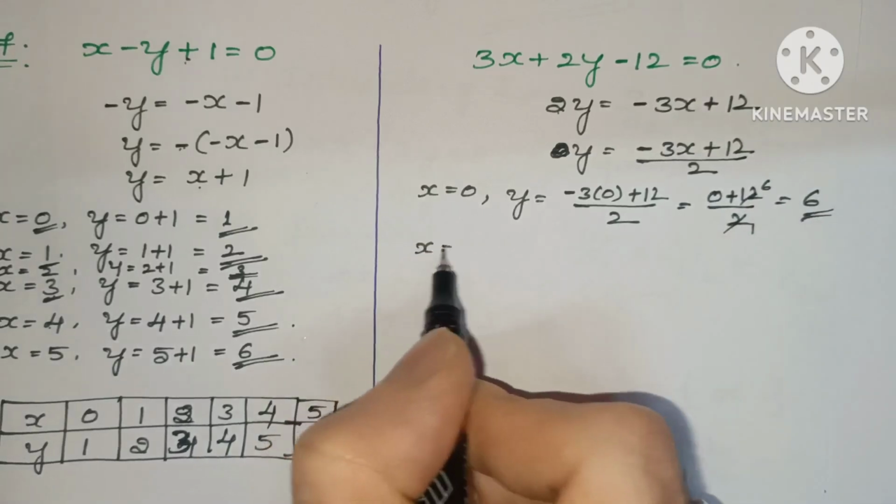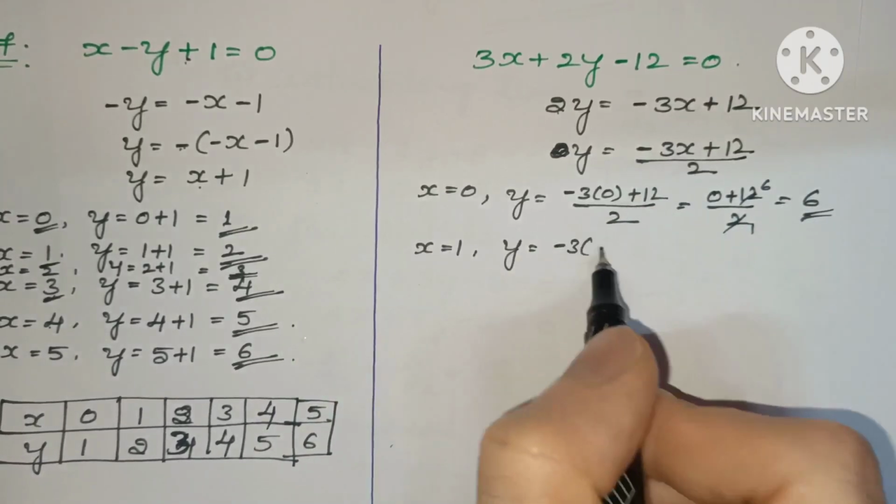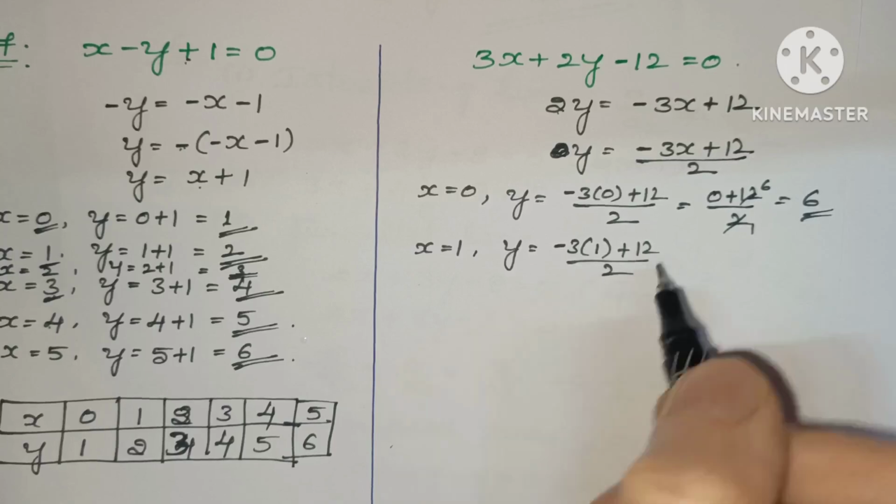Now such like only x is equal to 1. Y is equal to minus 3 into 1 plus 12 divided by 2. What does it come to?